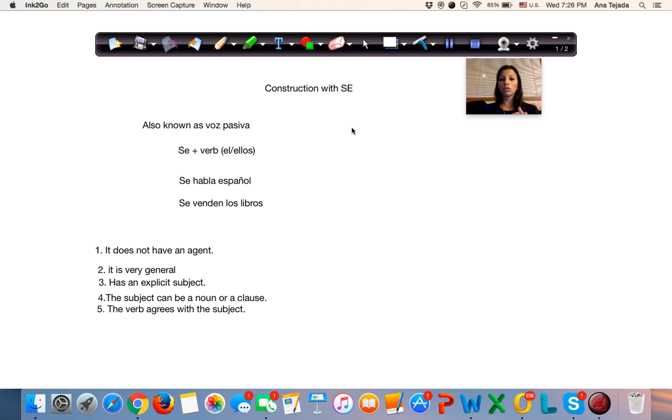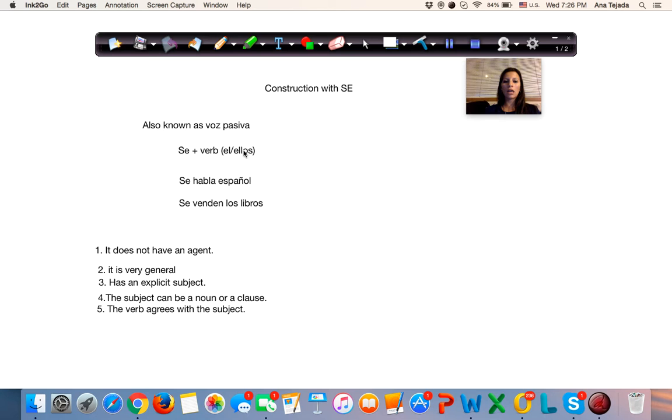So constructions with se are also known as voz pasiva, passive voice. How do we construct this passive voice? Okay, we're gonna look at two forms for this grammar point. So the first form is se plus a verb.